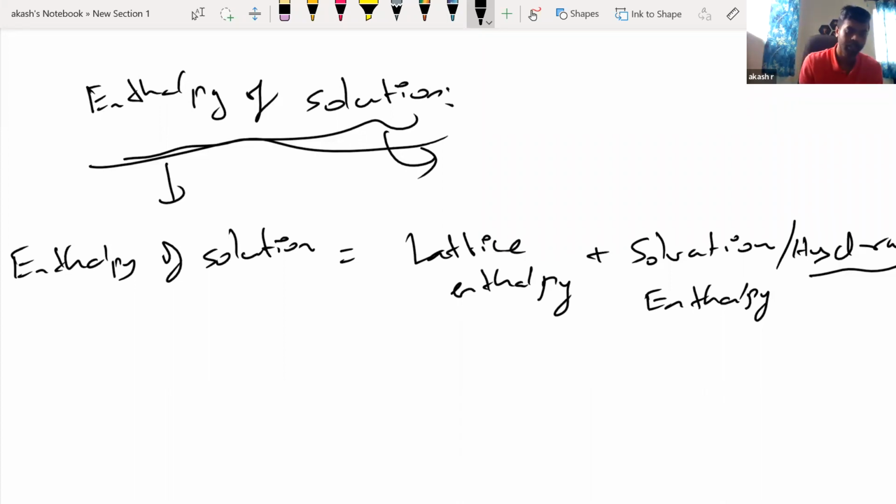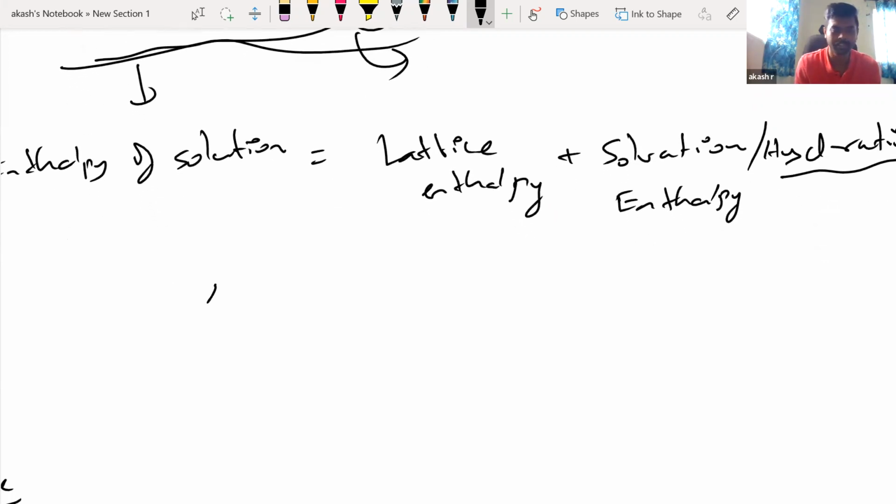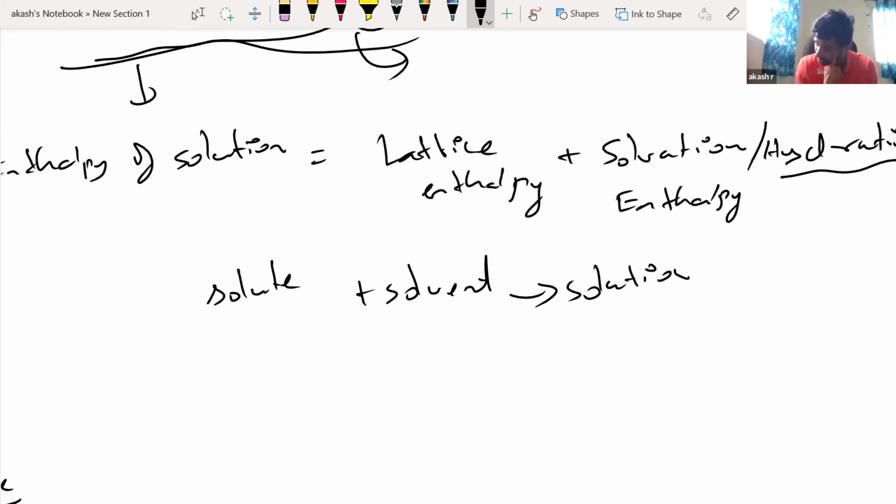Now, you will study this in depth again in your 12th class, because we have a separate chapter called Solutions. But let me give you a brief introduction. You have a solute and a solvent, and those two have to be mixed to form a solution. Before mixing, we are talking only about solid solutes for now.